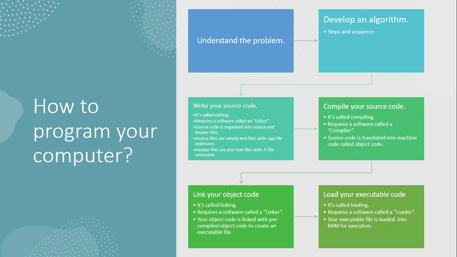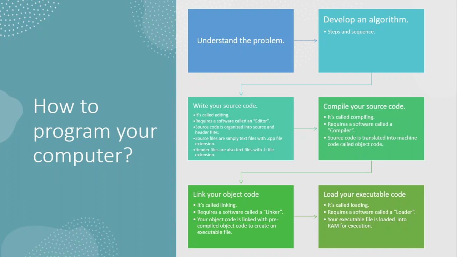If you're using Windows, you have Notepad. Notepad is a text editor. You can write your C++ code using Notepad as well. All the source code that you write is organized into two types of files, if you're writing source code in C++. One is your source files, the other is your header files.